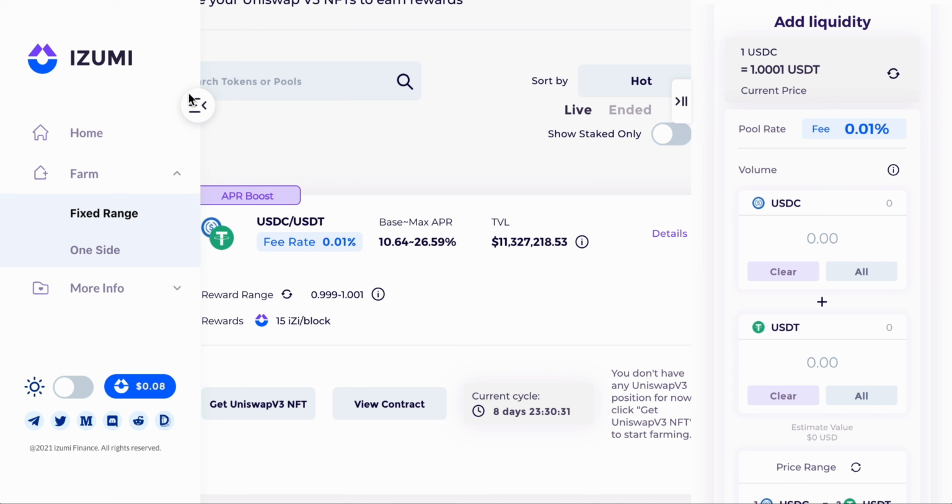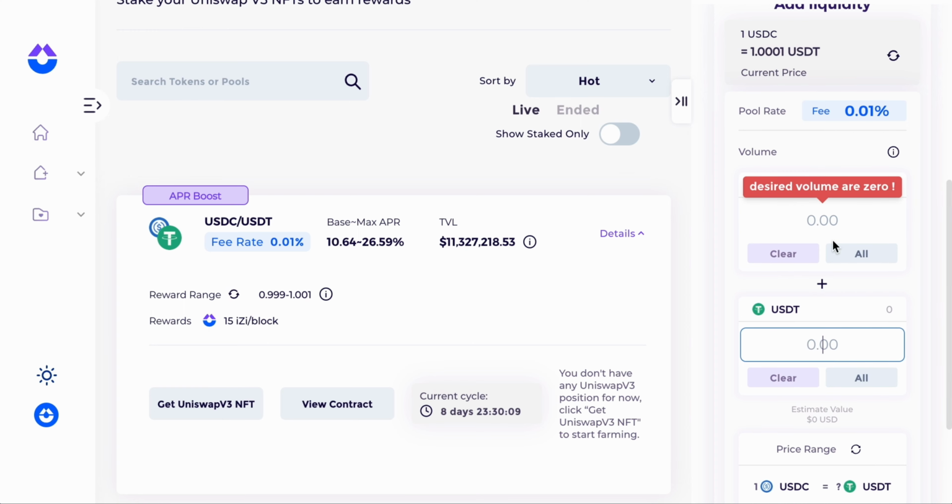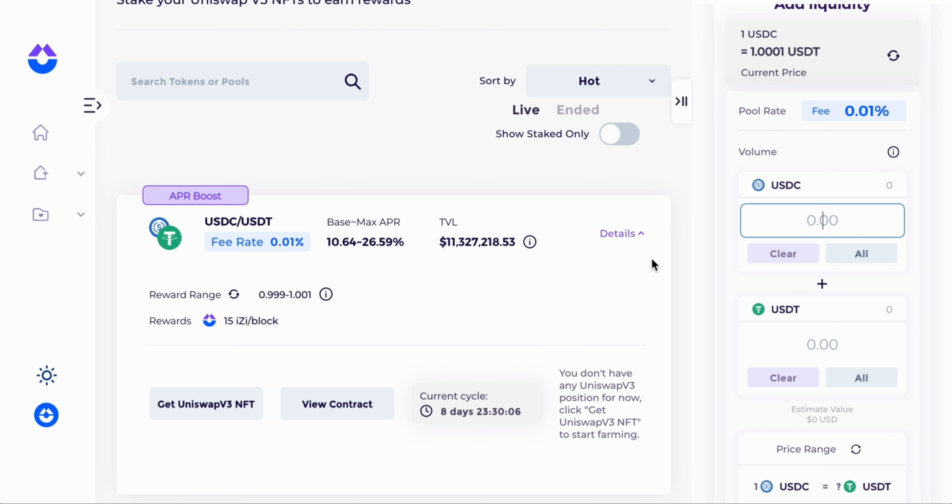So if you have a Uniswap V3 NFT, you can stake it in Izumi Finance and receive lots of rewards. If you don't have a Uniswap V3 NFT, you can use this function and very easily and quickly get a Uniswap V3 NFT. We know this way can improve the utilization efficiency of Uniswap V3 NFT and create more income and value for Uniswap V3 NFTs that originally have no income.